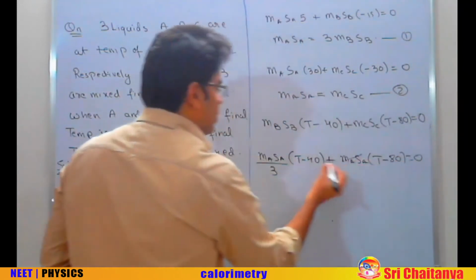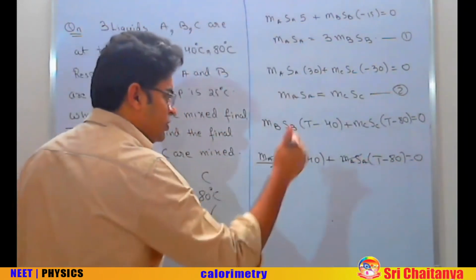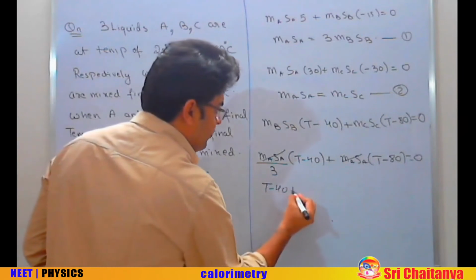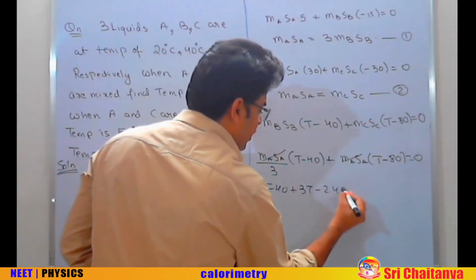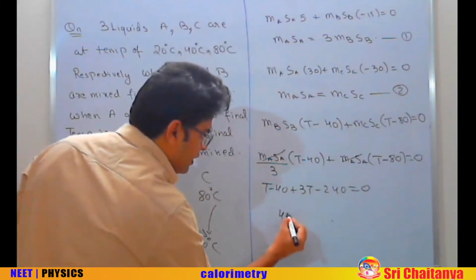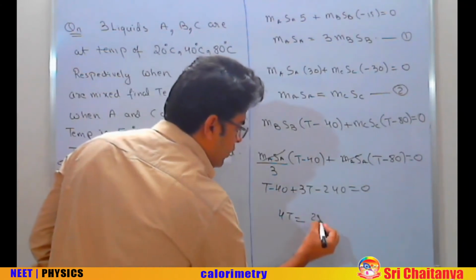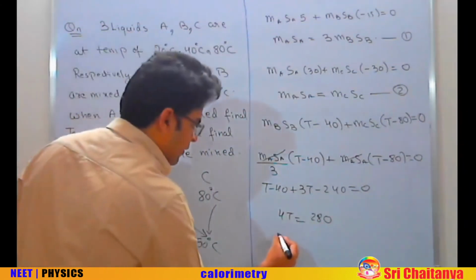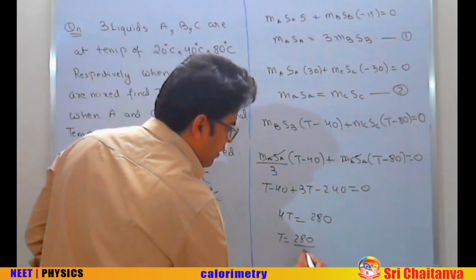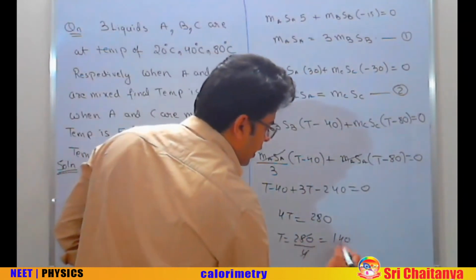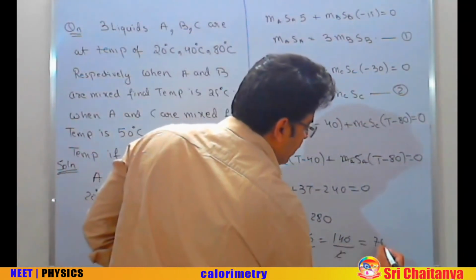Cancel out MaSa, multiply each term by 3, so you get T minus 40 plus 3T minus 240 equals 0. So here you will get, kids, 4T equals 280, and if 4T is 280, T comes out to be 280 by 4, that is 140 by 2, that comes out to be 75 degree centigrade.